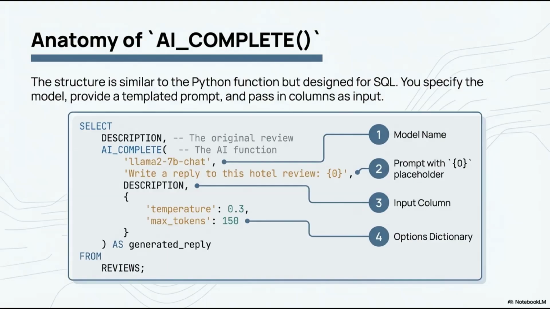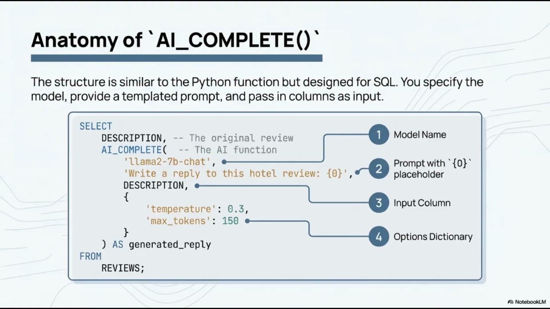It's tailored for SQL. You still specify the model in the prompt, of course, but the prompt uses a generic zero-indexed placeholder, it looks like. So you write the instruction like, write a courteous reply to this review. And then the data source, the column with the actual review text, is passed in separately as the second argument. Correct. You define the instruction template first, and then you tell it which column's data to plug into that placeholder for each row. It's just a cleaner way to do it for batch operations since you're referencing a whole column, not one specific string variable.